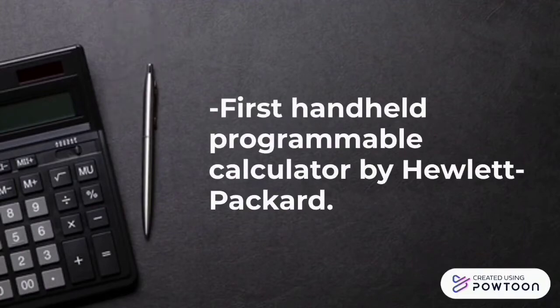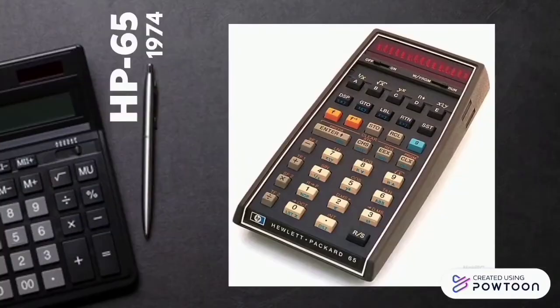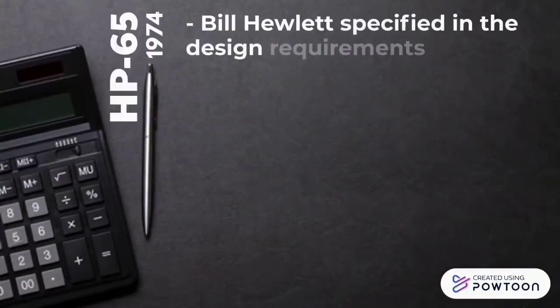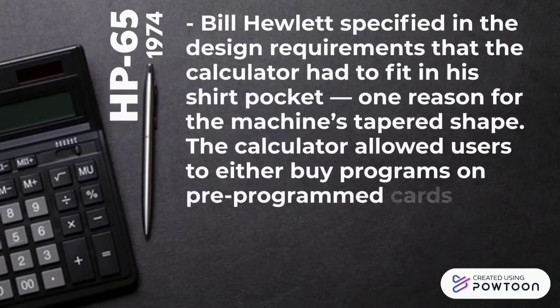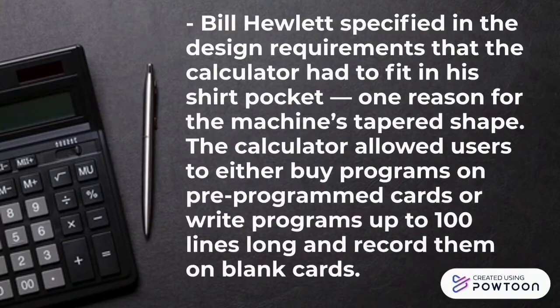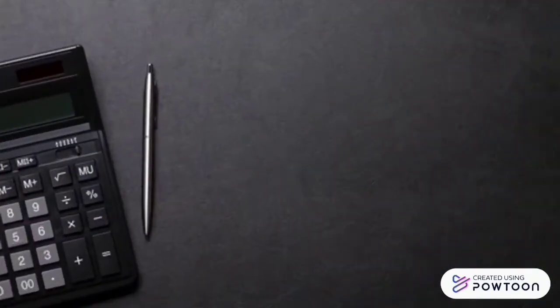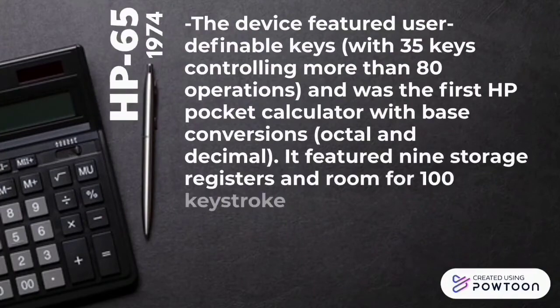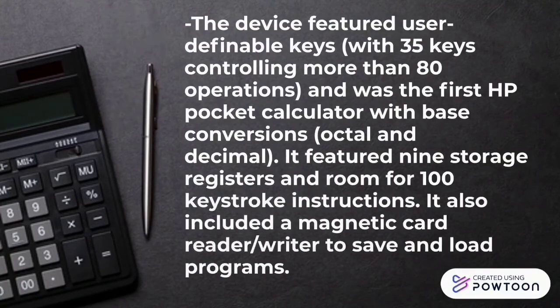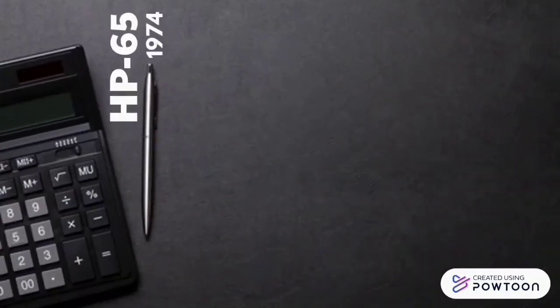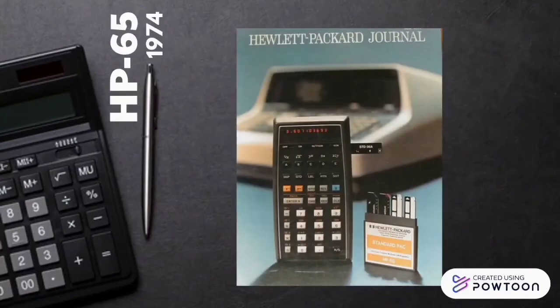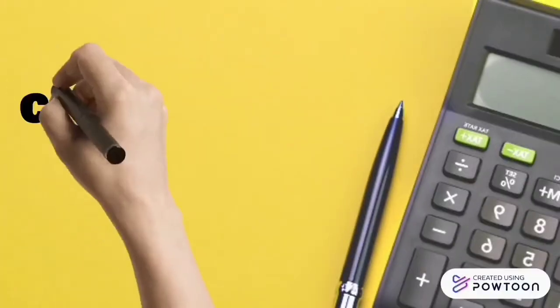The HP Journal introduced it as a personal computer long before that term had become common. The calculator allowed users to either buy programs on pre-programmed cards or write programs up to 100 lines long and record them on blank cards. It featured 9 storage registers and room for 100 keystroke instructions. It also included a magnetic card reader writer to save and load programs.